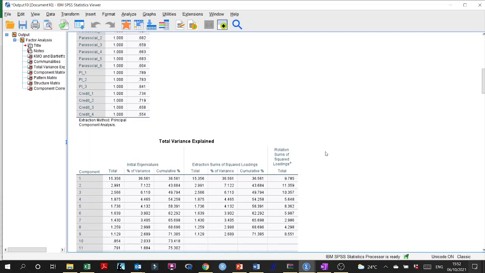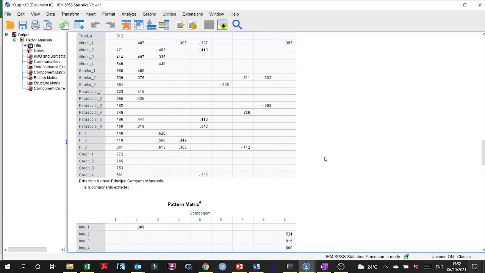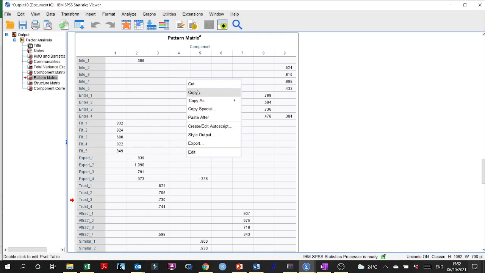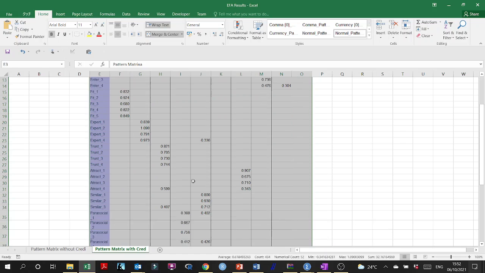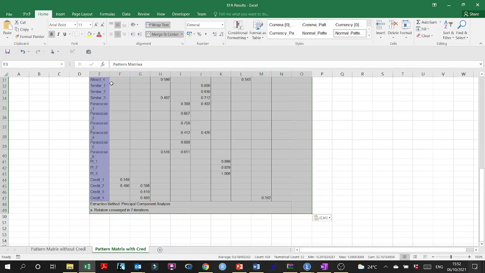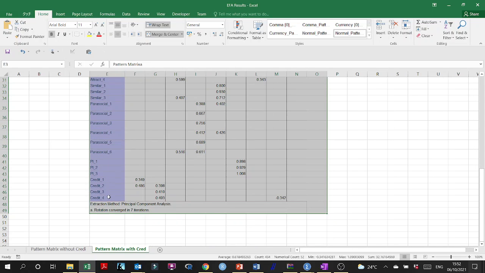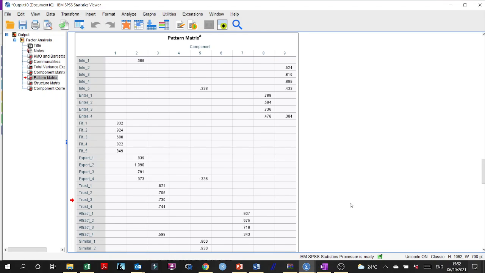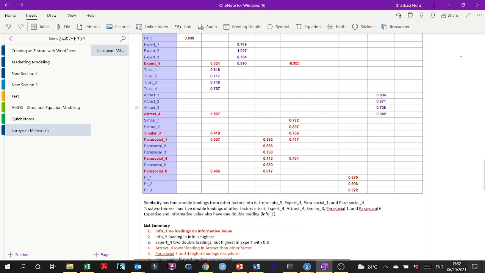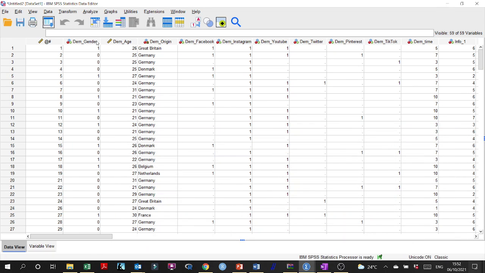Also, KMO is good. So I'm going to keep this for you, all right? I'm going to just right click and copy. And over here, just paste it. And now you can do the analysis as you like. And this one has credibility, all right? Okay, I'm going to save it here, just in case you haven't installed the SPSS yet, the trial.